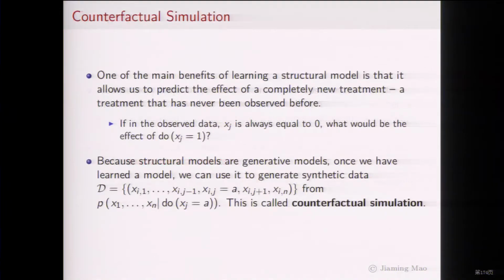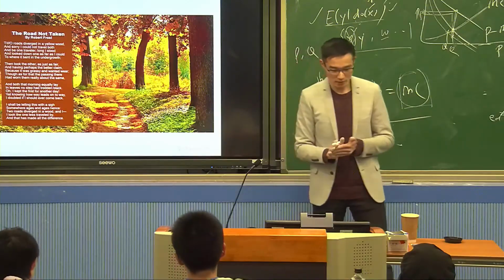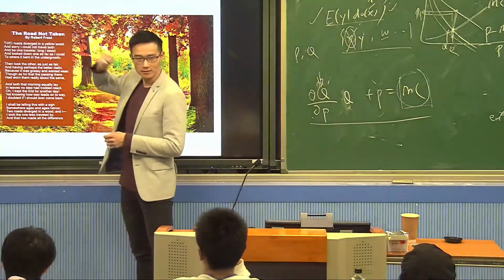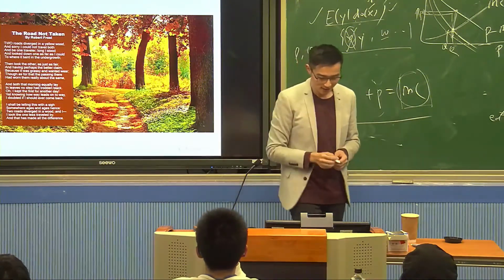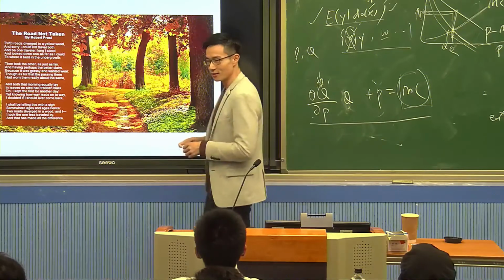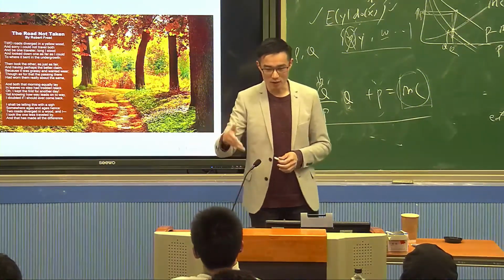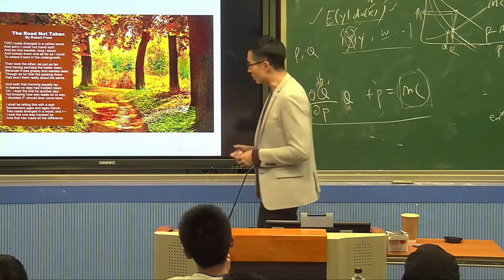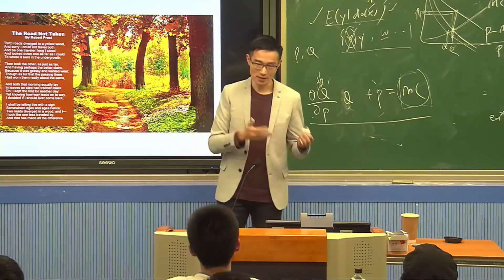So here is a classical poem related to counterfactual simulation, or not quite counterfactual. Everybody knows this poem, The Road Not Taken by Robert Frost. Basically, the author says, one morning I go on a walk, and there are two divergent roads, and I took one, and I walk and walk and walk, and I'm never able to go to the other one. After I finish my walk, I keep thinking about what would have happened if I had taken the other road.